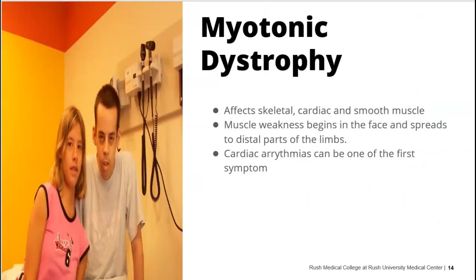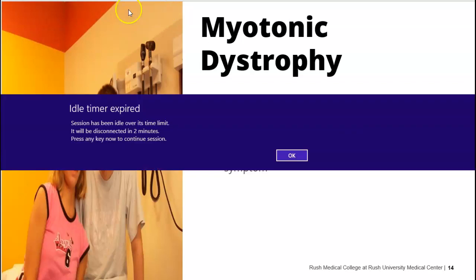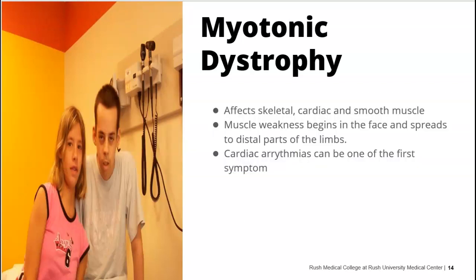Okay, I now want to move gears to a different disorder known as myotonic dystrophy. This is another muscular dystrophy that affects skeletal, cardiac, and smooth muscles. Muscle weakness begins in the face and spreads to the distal limbs. Cardiac arrhythmias is also a very early symptom.